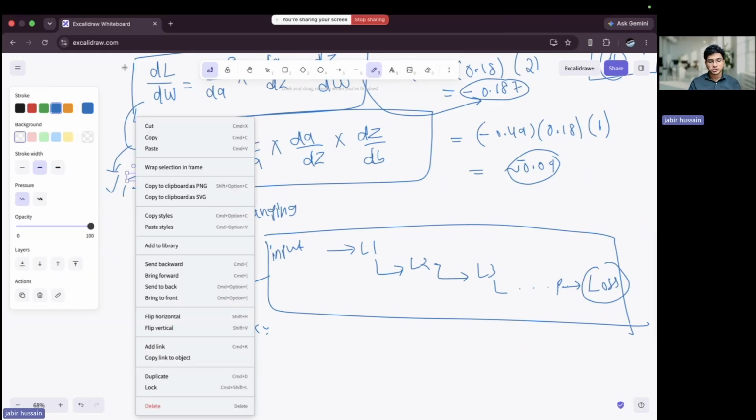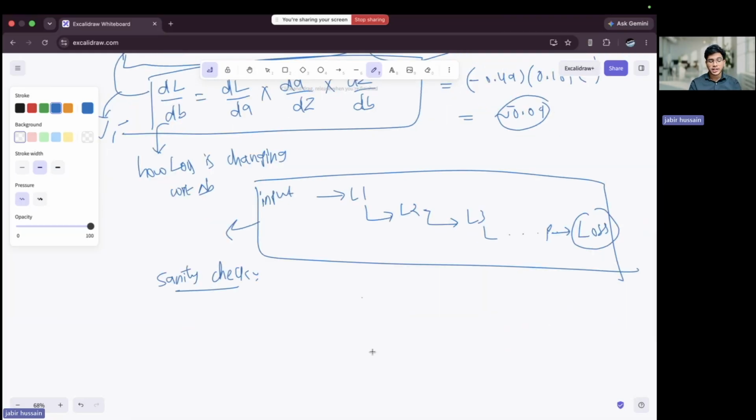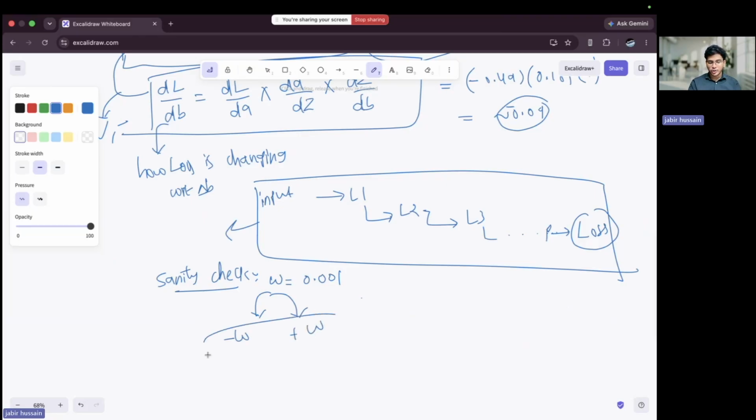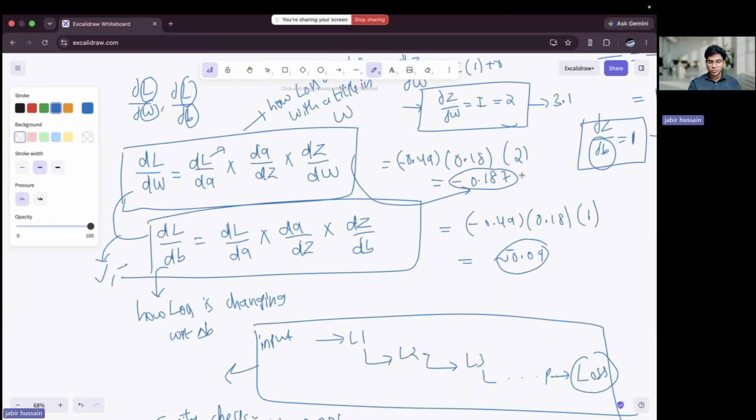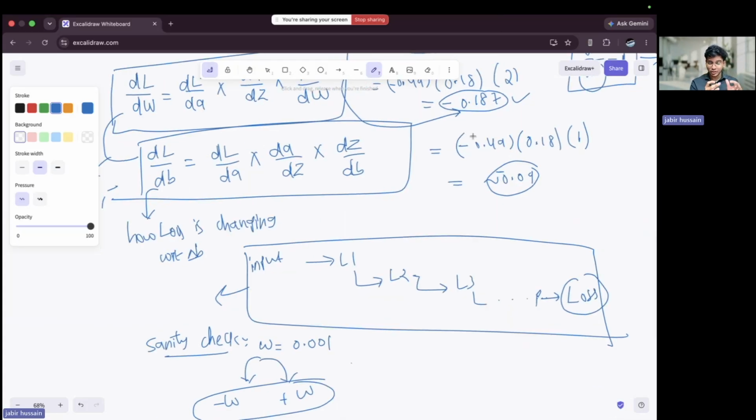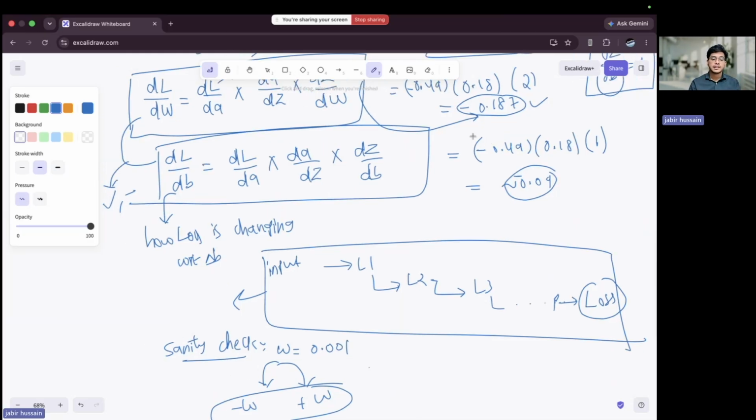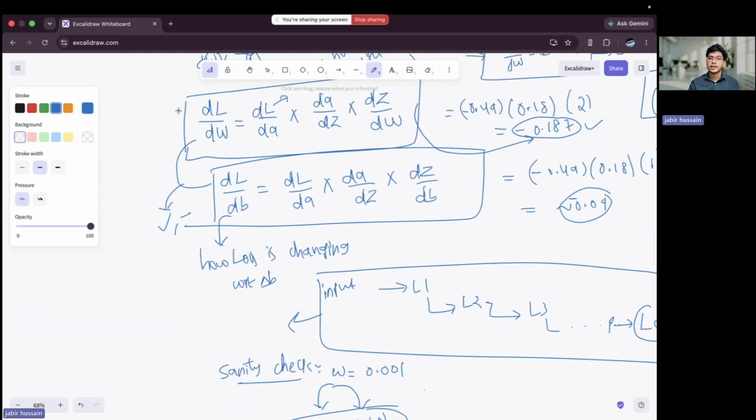So what we will do is take a small change in weight. Let's say I'm taking the change in weight as 0.01. We will reduce the existing weight by 0.01, then increase it by 0.01, and check whether we are getting this output or not. If we are getting this output, then the differentiation equation we got is right. There are multiple derivatives here, so this set of derivatives is working.